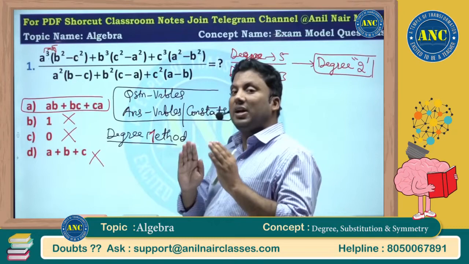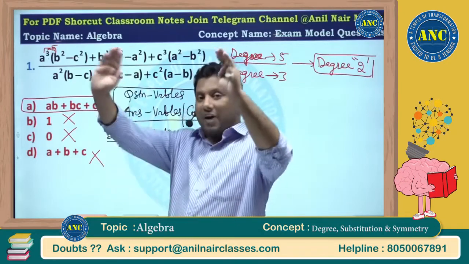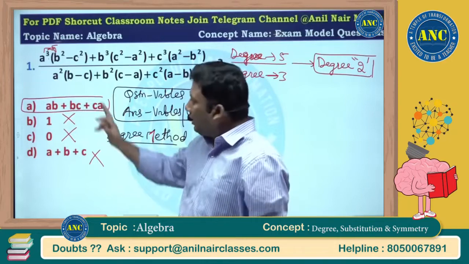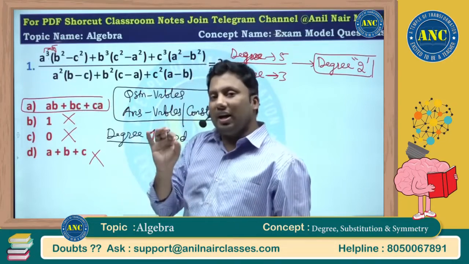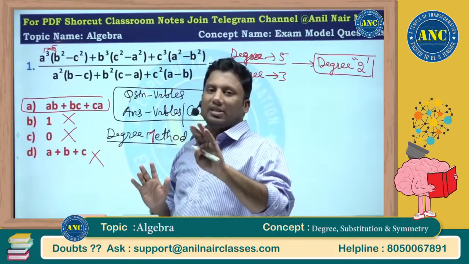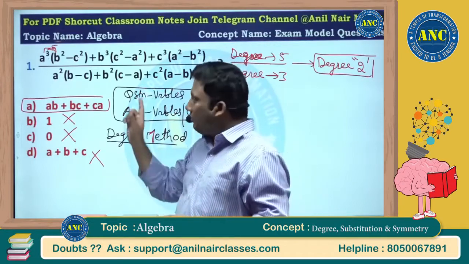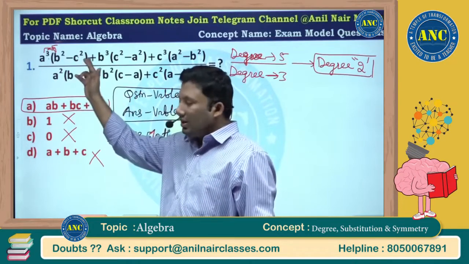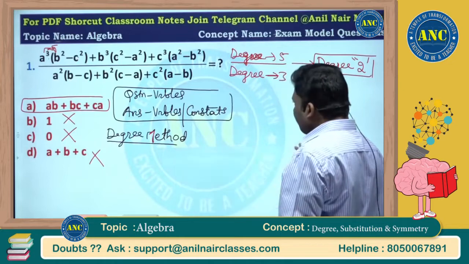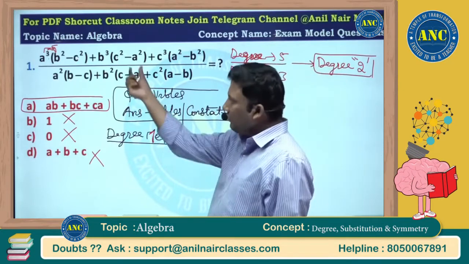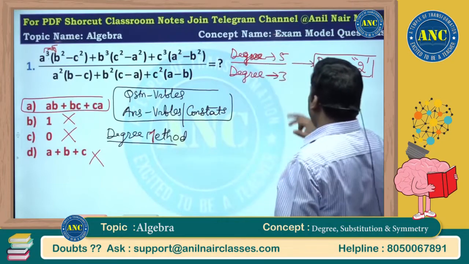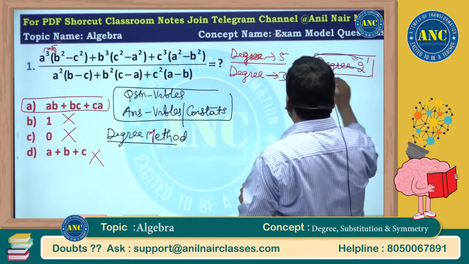Again I am repeating, please write this down in your notebook. If the answer degrees are different, first use the degree method. What is a degree? Degree is the highest power of a term. If there is a single variable, take the highest power. If there are 2 or more variables, take the sum of the powers. 3 plus 2 is 5. Degree in the numerator 5, degree in the denominator 3. The answer should be degree 2.